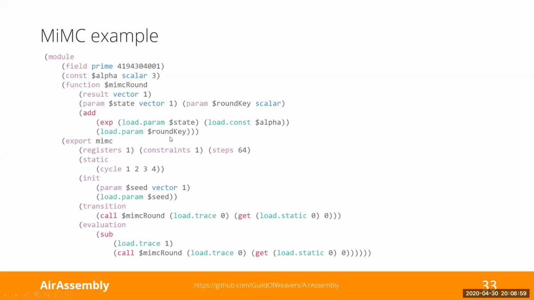Then we define a single function, which is our MiMC round function. It produces a vector of length 1. It takes as parameters the current state, which is a vector of length 1, and a scalar, which is a round key. What it does is load the parameter, take its value, exponentiate it to our constant alpha, and then add the round key to it. That's all it does. And then this is the description of the MiMC component within this module.